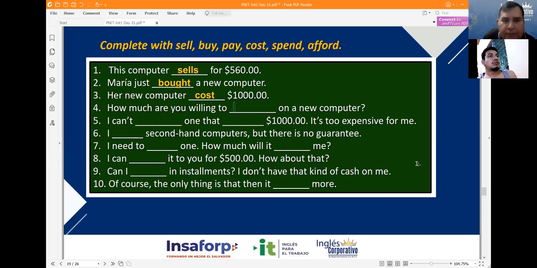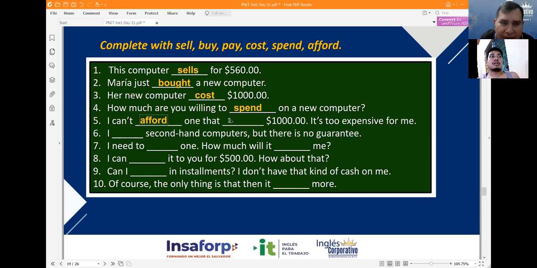Okay, what about number four? How much are you willing to spend on a new computer? I can pay. I can't afford. Okay, afford is to have the economic capacity to pay. For example, can you afford a Ferrari? You say, no, it's too expensive. I can't afford it. I can't afford to buy it, and I can't afford to maintain it, right?